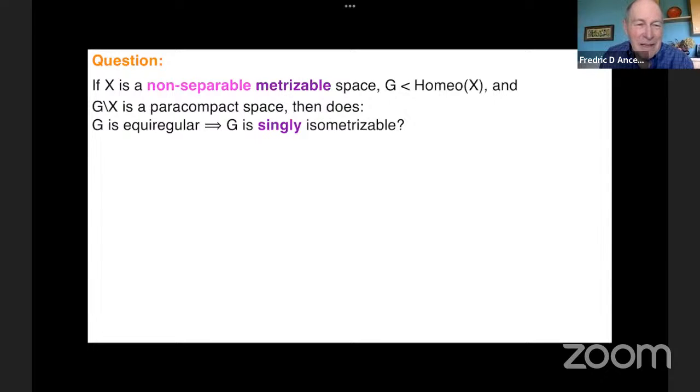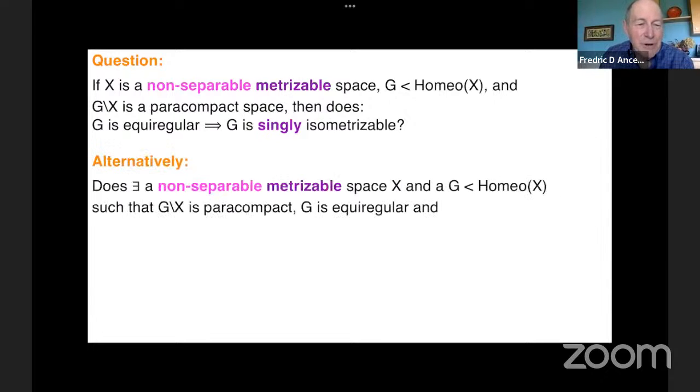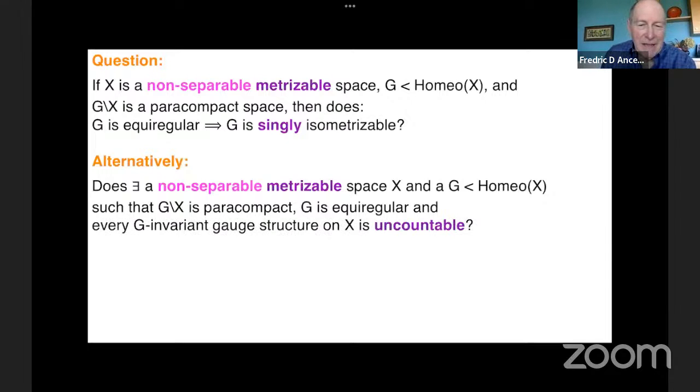Okay, so I sort of stated the contrapositive of this. Is there a non-separable metrizable space and a group of homeomorphisms such that the orbit space is paracompact and the group is equiregular, and every G-invariant gauge structure is uncountable? That's another way of saying it. You can't reduce. So that's what I'm looking for an answer to.